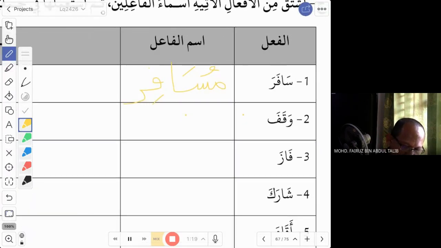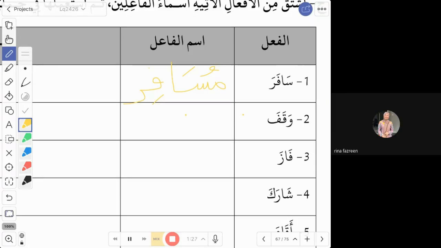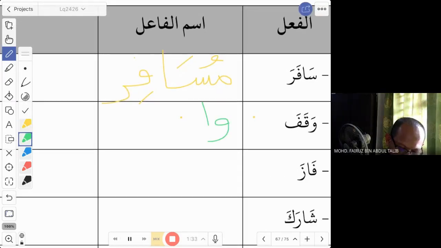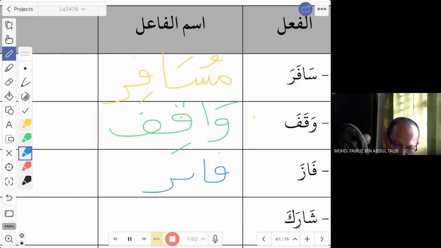We try number 2. Waqafa, stands or not moving. Stop. Not moving. He does not move. Waqafa, he stands. Waqif. Waqifun. We say waqif. Yes. Waqif or waqifun means he is not moving, he is standing. Yes, good. Number 3, faza. Win. Faiz. Yes, faiz. Good. So faiz is winner.